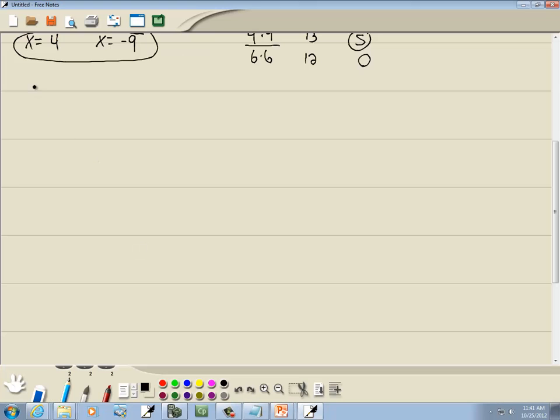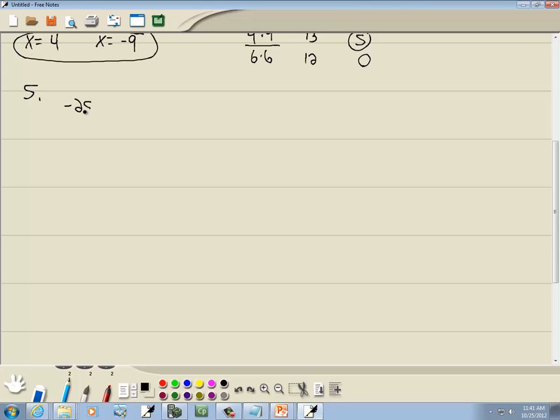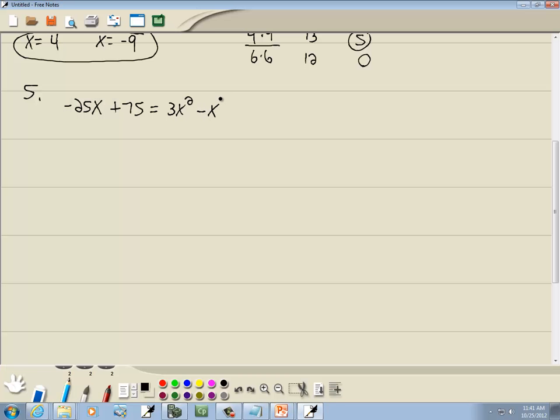Let's take a look at our last problem here. We've got negative 25x plus 75 equals 3x squared minus x to the third. Zero factor property says you need to get 0 on one side. Well, deciding which side to move everything to, I want the x to the largest power to have a positive number in front of it.